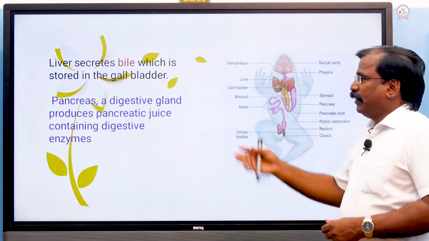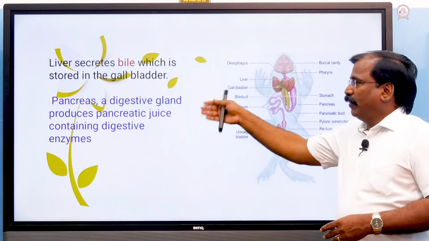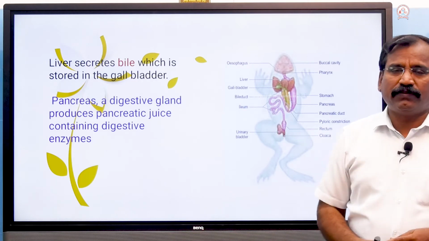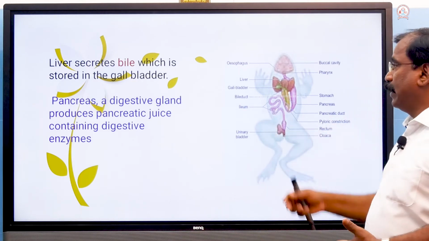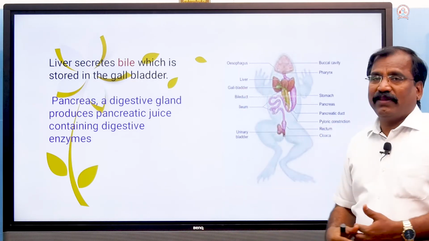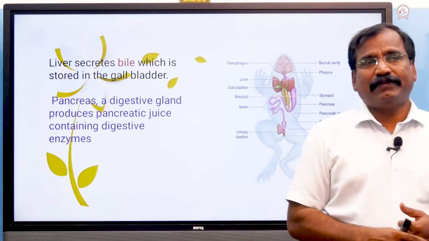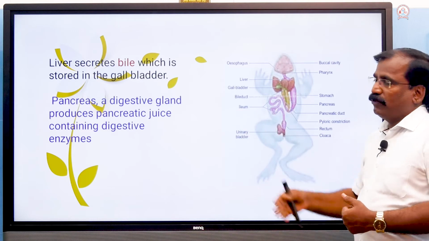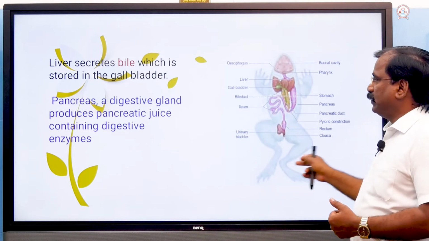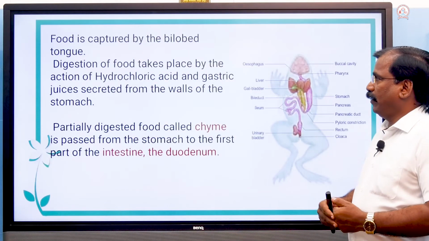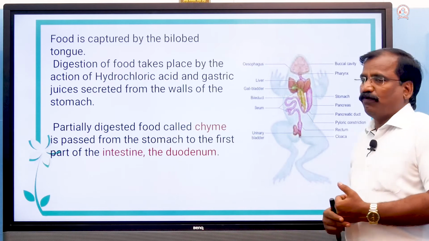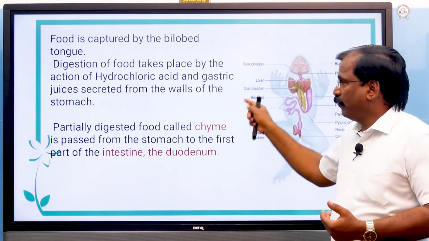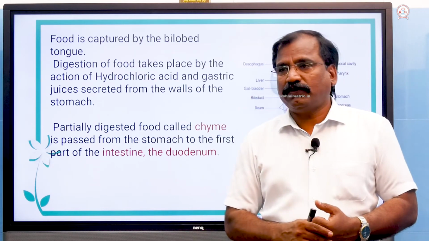The next are the glands, the liver and pancreas. I said already what the functions of the liver are. The liver secretes bile juice. I also said the functions in the digestive process already.